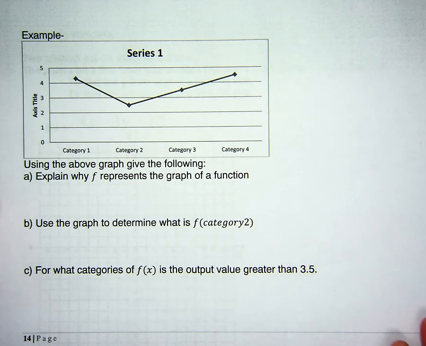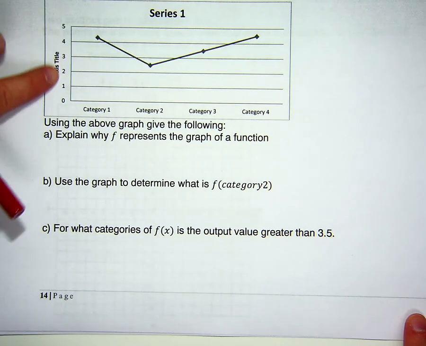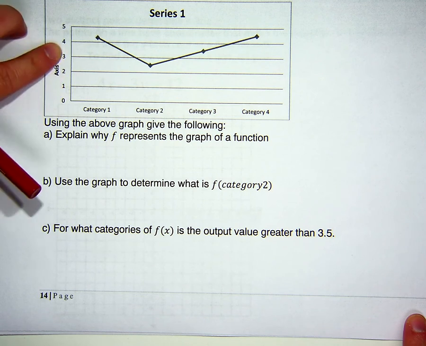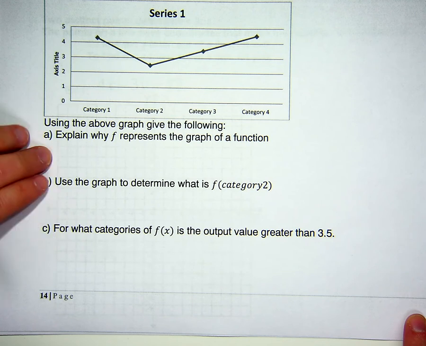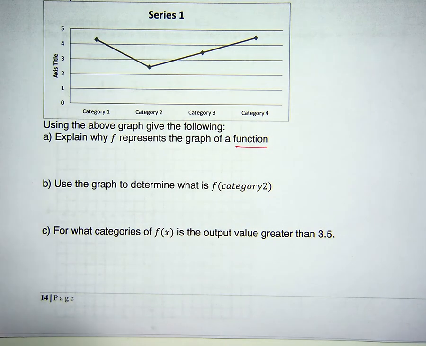So let's look at a quick example here. We have just a simple graph. We have our axis values here, 1, 2, 3, 4, 5. Categories 1, 2, 3, 4. And we want to ask ourselves a couple of questions. 1. Explain why f represents the graph of a function. Why is this a function graph?